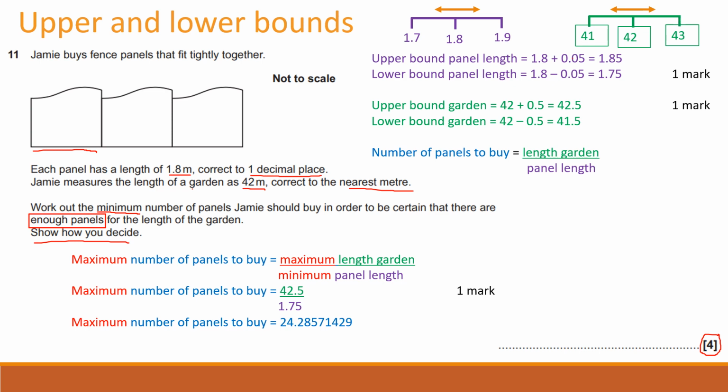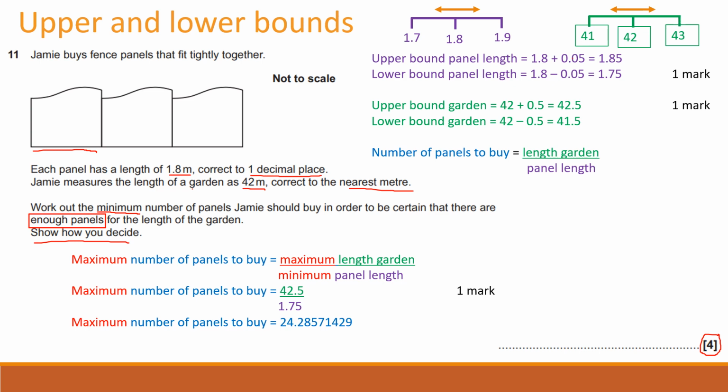Now by doing that, that gives me 24.2857142.9. Now I've got to decide what the maximum number of panels is. Normally when we round, we would say that would round to 24. The 0.2 would round down, leaving me with 24 panels. But I want to know the maximum number of panels.